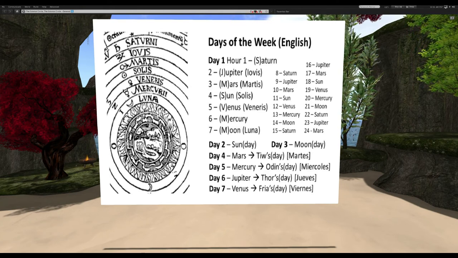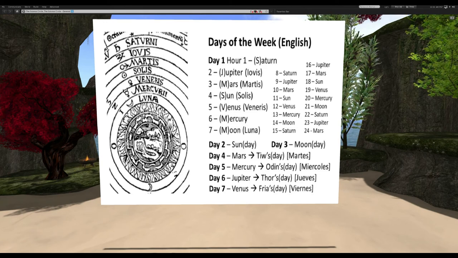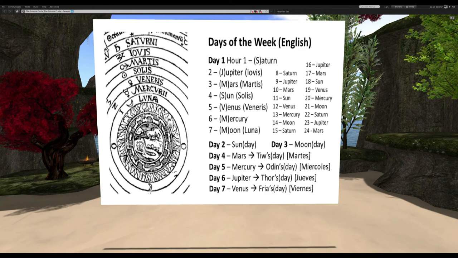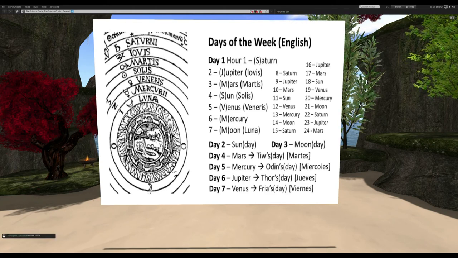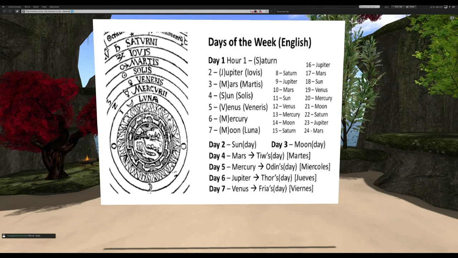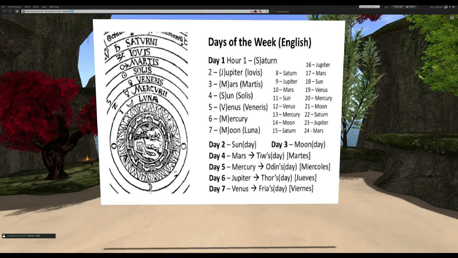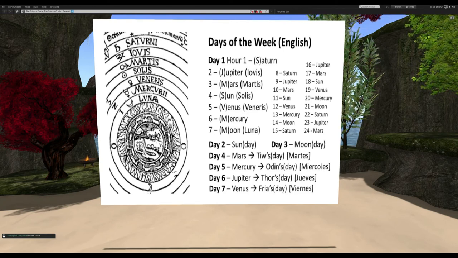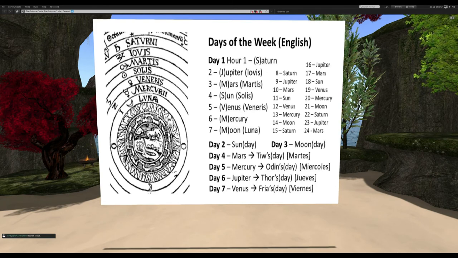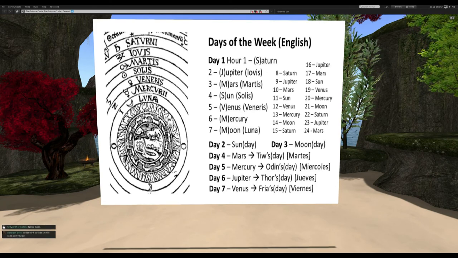So what's actually happening is, since English is based on a Germanic language, they substituted the Germanic or Norse gods. So you've got Tiw, God of War, instead of Mars, and Odin or Woden instead of Mercury, and Thor for Thor's Day, Thursday, and then Freya for Friday.